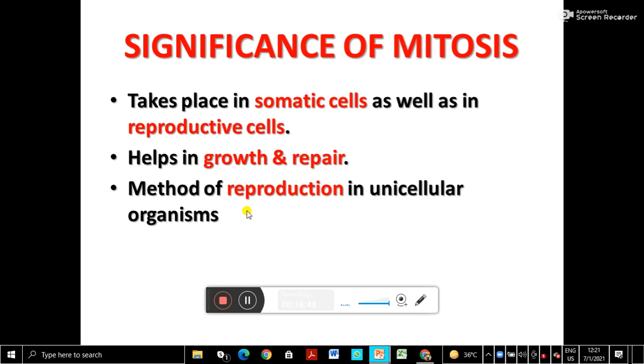And in the next video, I will explain the second type of cell division, that is meiosis.